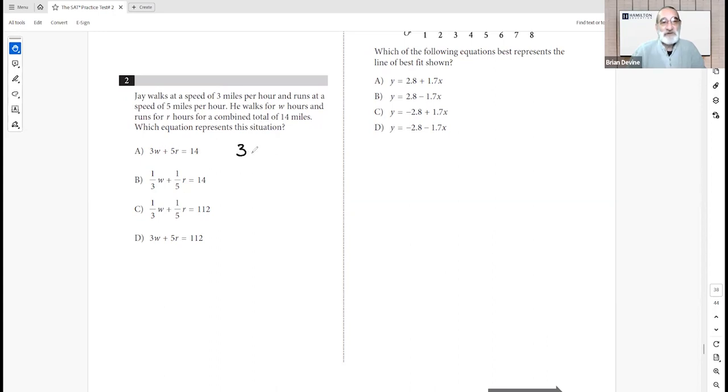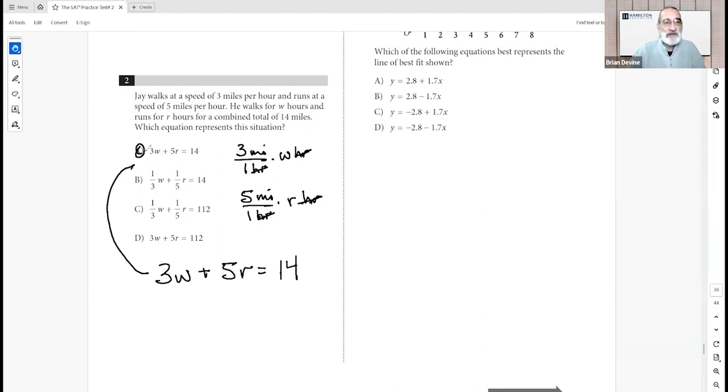Well, if he goes 3 miles in 1 hour and he walks for W hours, hours cancel, and we're going to have 3W. And we add on to that 5 miles in 1 hour running times our hours running, and the hours cancel, and we're going to have 5R miles. And that's going to total to 14 miles. So A is the correct answer.